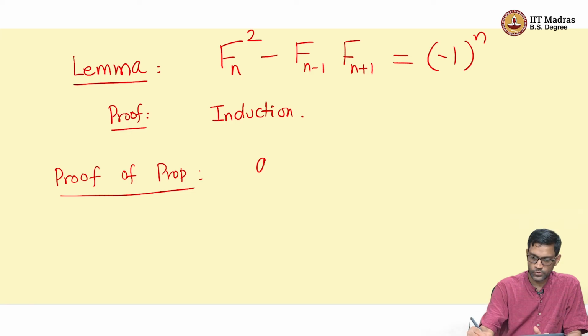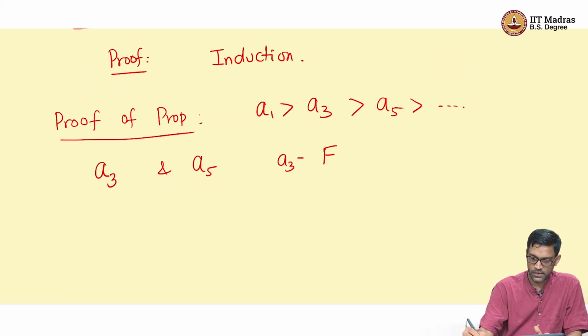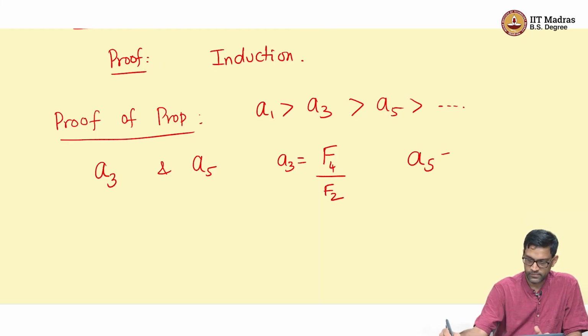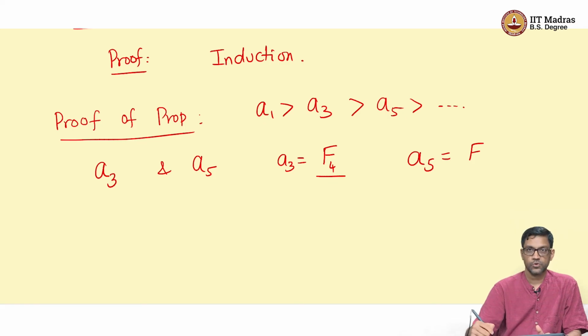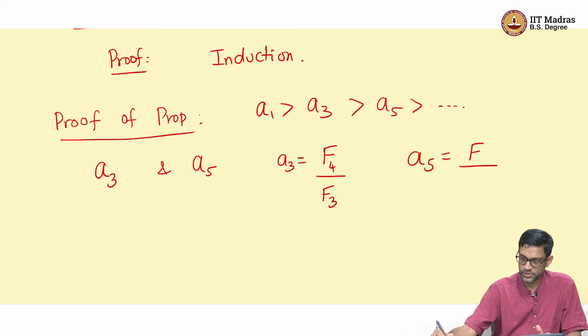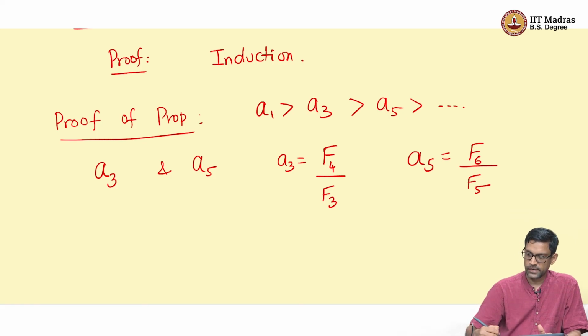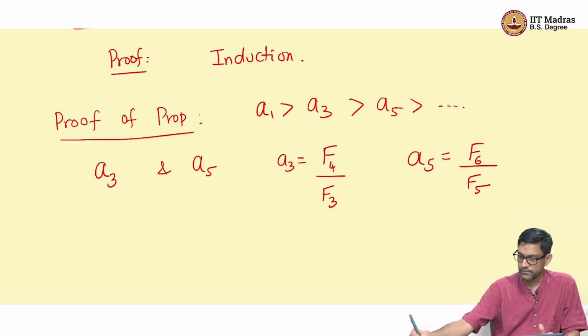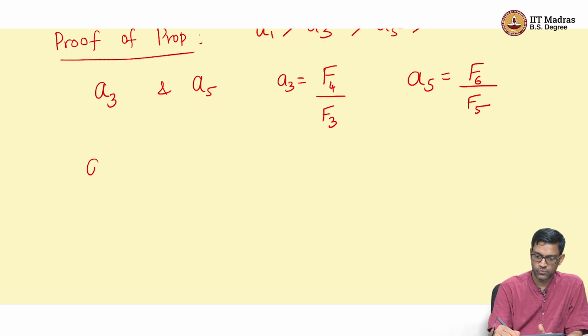So what we needed to prove is that A1 is bigger than A3 is bigger than A5 and so on. So A3 by definition is F4 by F3, A5 by definition is F6 by F5. Okay, now we need to compare A5 with A3. So let's start with A5 and try to somehow bring A3 into the picture.